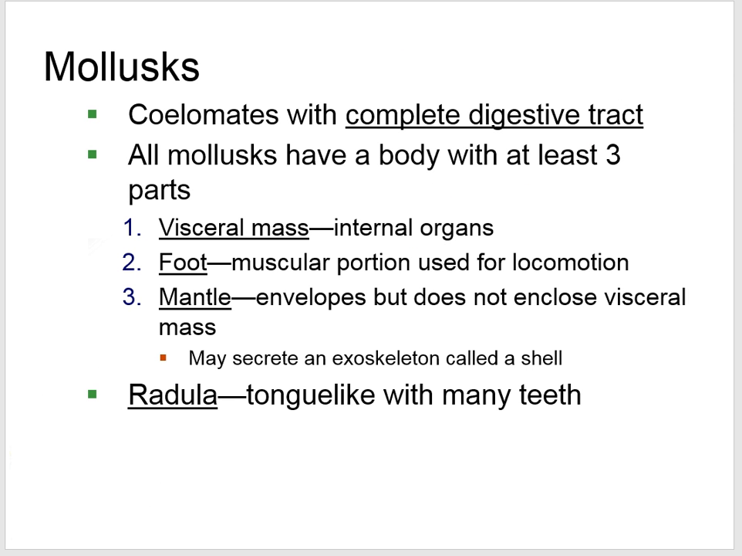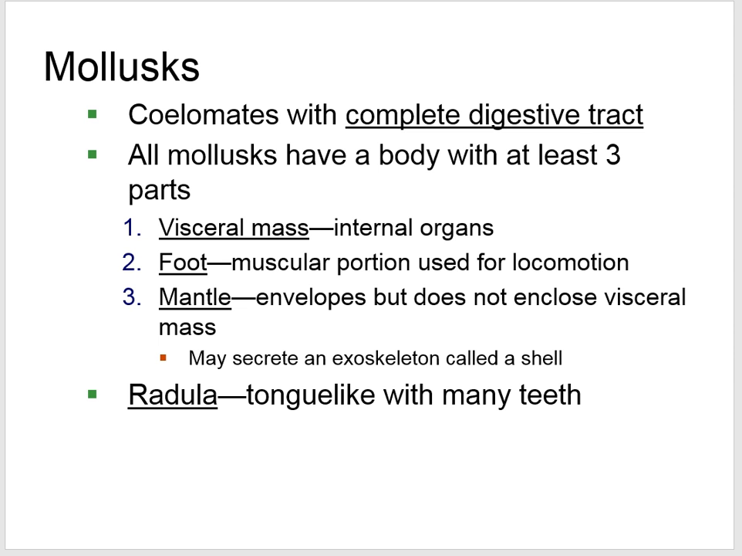The next group that we're talking about are mollusks. This is the group that includes things like snails and octopus. We'll see a few more examples coming up in a minute. Take a note, these are the first creatures that are true coelomates and have a complete digestive tract, meaning they've got a mouth end and an anus end.